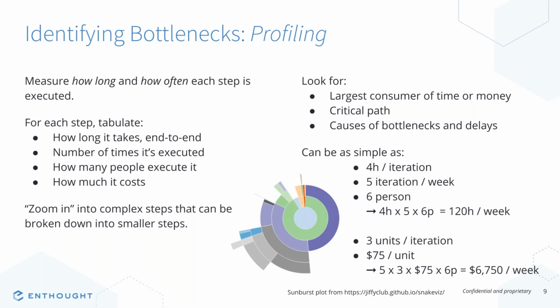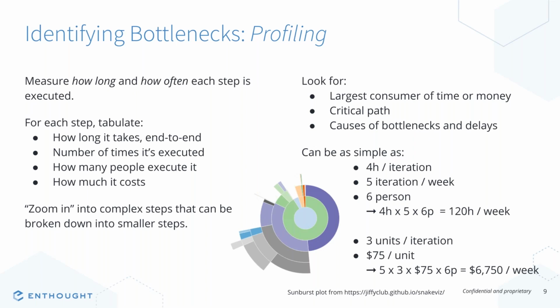If you find complex steps, say this step takes 5 days, that's usually not very useful. It's usually better to break it down into smaller steps. That's what's illustrated in the middle here with this sunburst plot, where the green circle in the middle represents almost the entirety of the workflow, but it can be further broken down into these purple rings, and then the purple rings into gray rings, etc.